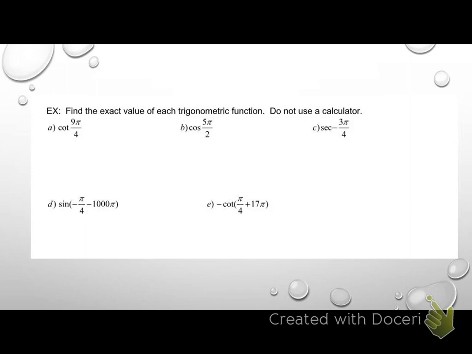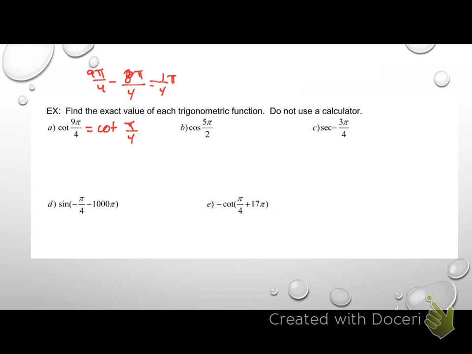9 pi over 4 is more than 2 pi, right? 4 goes into 9 2 times with a fourth left over. So if I take 9 pi over 4 and subtract 2 pi from it, I'm subtracting 8 over 4, right? And then I get 1 over 4 pi. So pi over 4. So cotangent of 9 pi over 4 would be the same thing as cotangent of pi over 4.